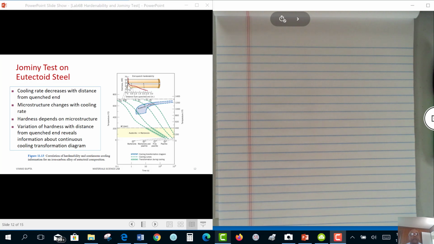Okay, so we are going to start measuring hardness along our specimen. Now, if this was eutectoid steel, of course, we are going to see a curve something like this, because we go from all martensite to all pearlite. So our hardness is going to continually decrease as pearlite becomes coarser and coarser.